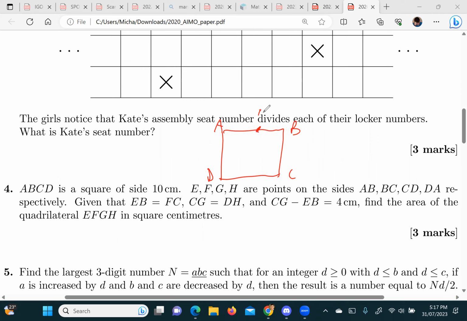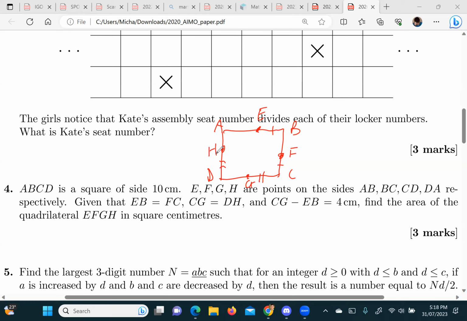So E and F is somewhere here, such that EB equals FC. So these two are equal, you know? And then you have CG equals DH. So CG equals DH. Okay. And then you're told that CG minus EB is equal to 4. So CG minus EB is equal to 4.